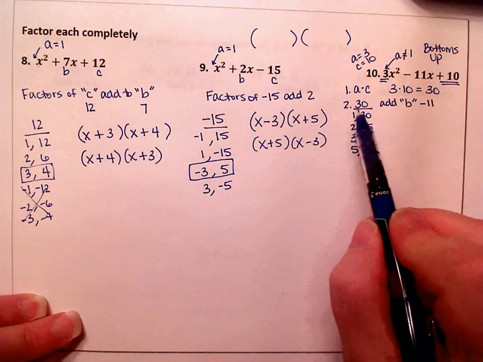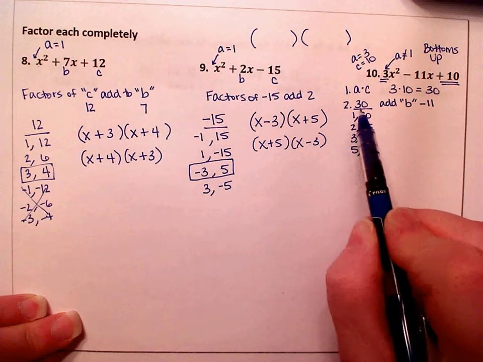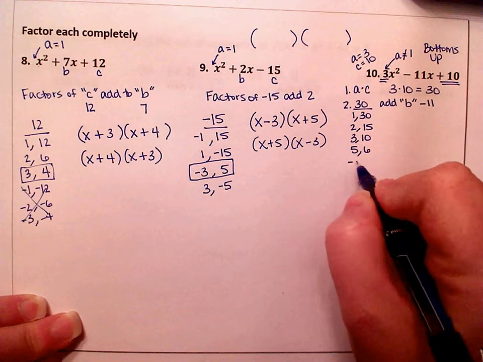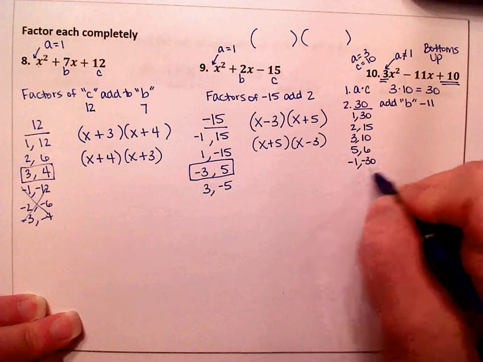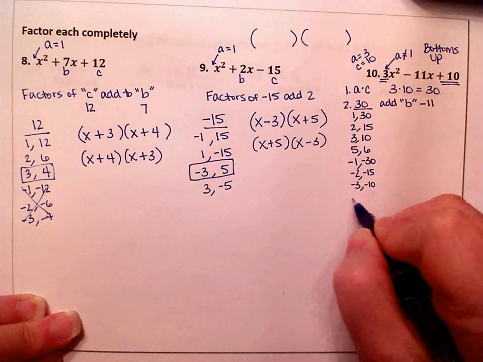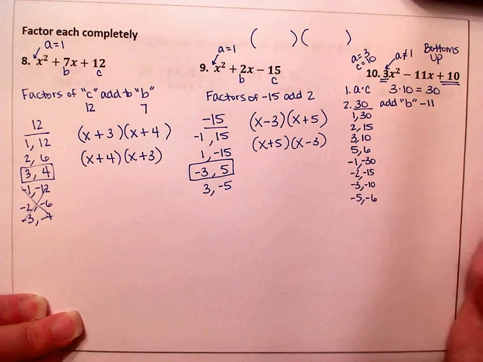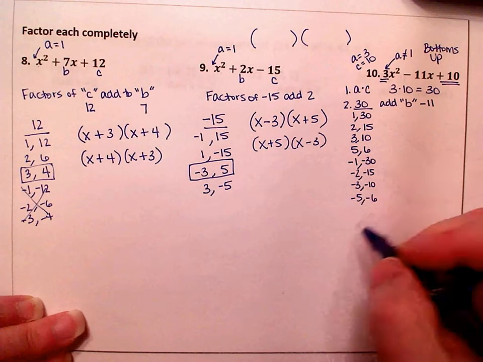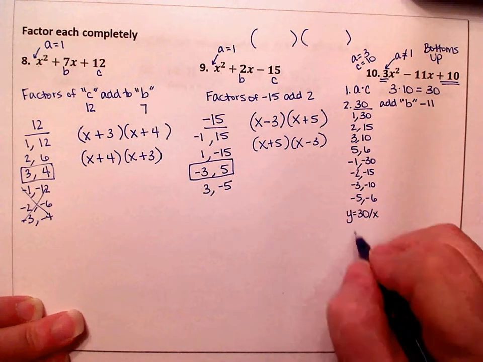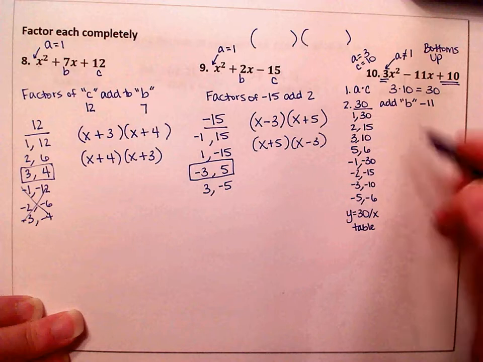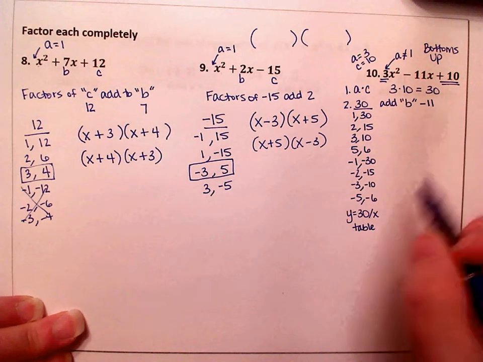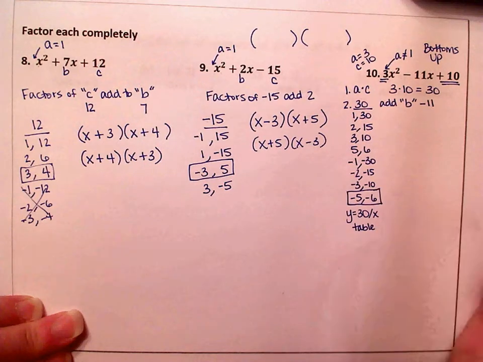So we have to remember, when we multiply two numbers to get a positive, they can both be positive or they can both be negative. So now we know we have negative 1 and negative 30, negative 2 and negative 15, negative 3 and negative 10, negative 5 and negative 6. Don't forget, if you don't know all the factor pairs, go to your y equals and put in 30 divided by x and look in your table and it'll give you your factor pairs. So now we can find the pair that adds to get negative 11. It's negative 5 and negative 6.